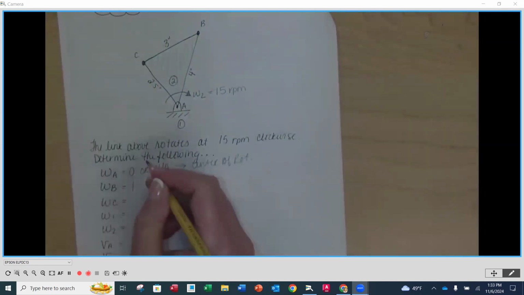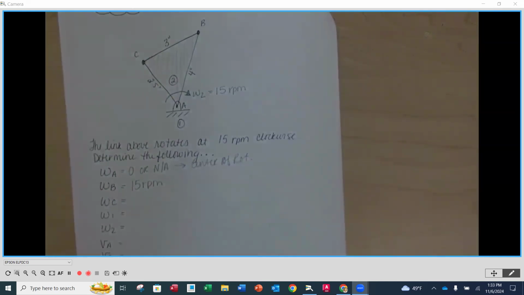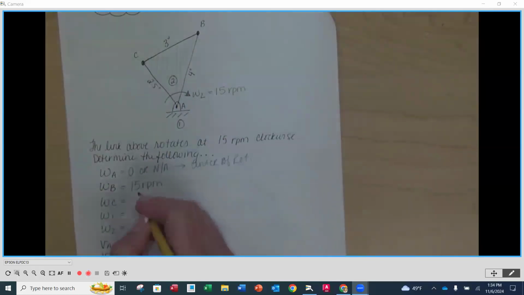So WB, or the angular velocity of point B, is going to be 15 RPMs because it is rotating around point A at 15 revolutions per minute. It also has straight line velocity, but it does have angular velocity as well, any point on that link, which means that for point C, the angular velocity is also 15 RPMs. Any questions on those first 3, at least right now?